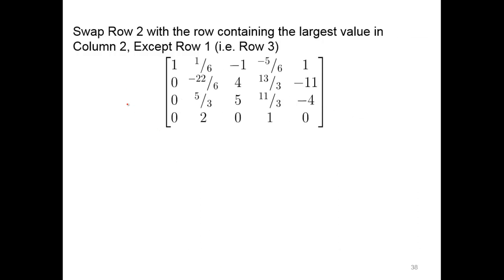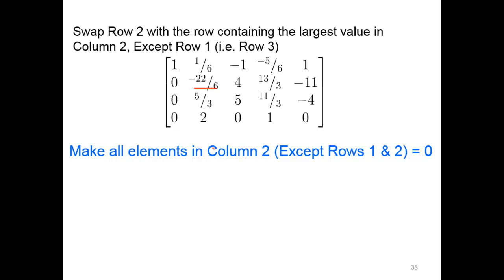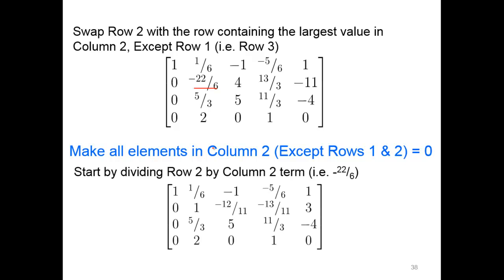So that's what we're saying here. We're going to swap row 2 with the row containing the largest value in column 2 except row 1. So that was this 22/6, that was in row 3. And now we're going to start to make all those elements, as I was saying before, the same as what we did in column 1. So we want -22/6 to be 1, and then we want to take out the other 2.